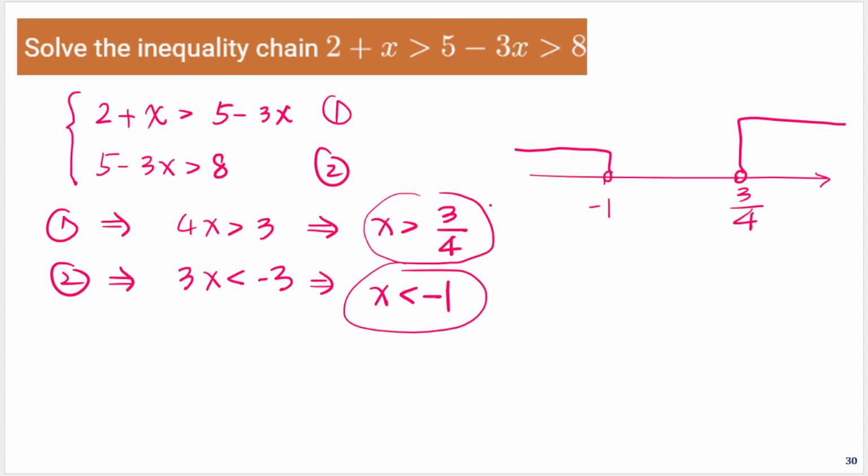Apparently there is no overlapped area, right? That means you cannot find any solution that can satisfy both of the inequalities. Therefore, we know there is no solution. Or you could simply state that x belongs to the empty set. Did you get it? Any questions?